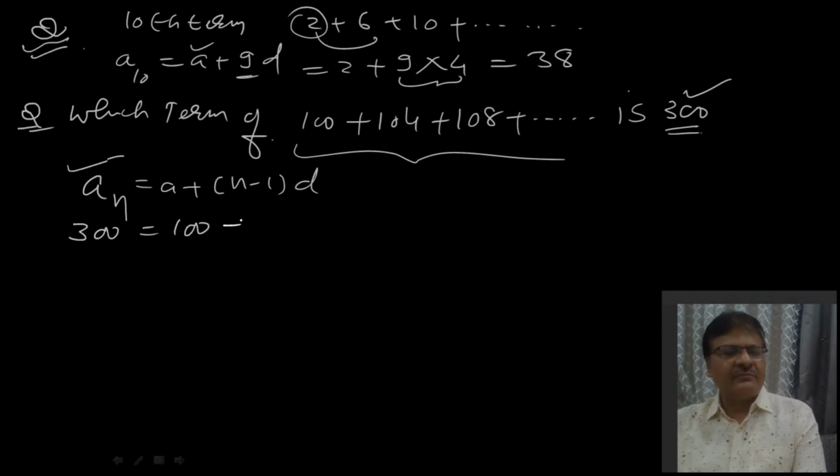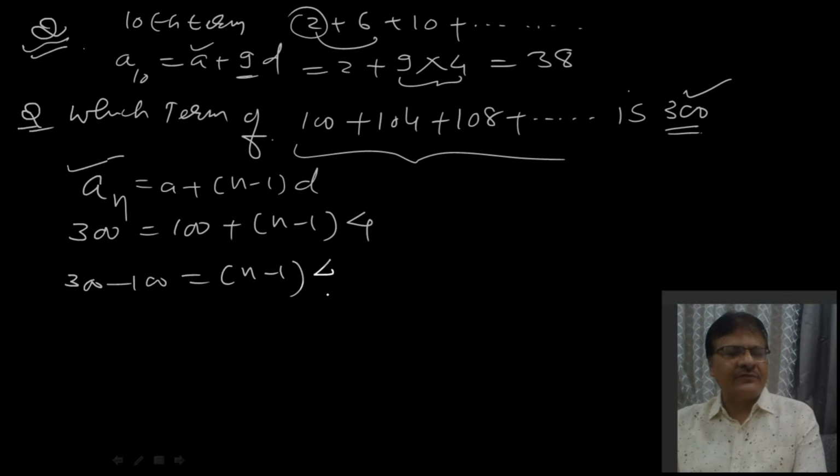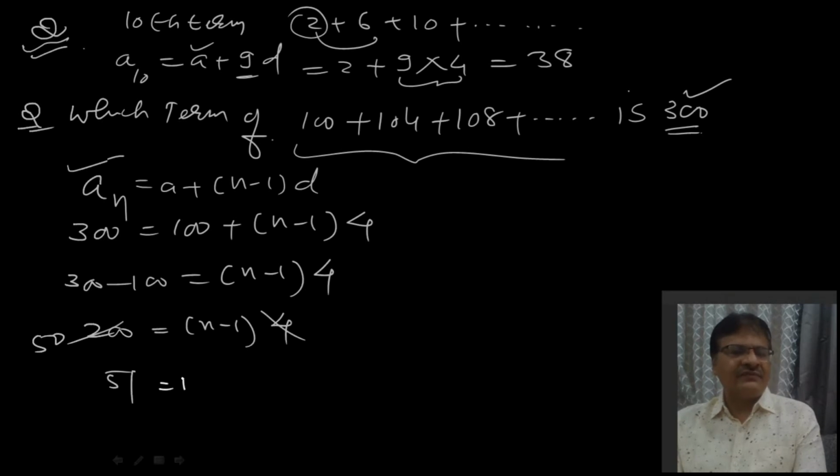A means first term 100 plus n minus 1, common difference is what? 4. So if I take this 100 to this side, 300 minus 100 equal to n minus 1 multiplied by 4. So 200 equal to n minus 1 multiplied by 4. So this 4 cancels, this 50. So minus 1 if I transfer here, then 51 equal to n. So n is equal to 51.